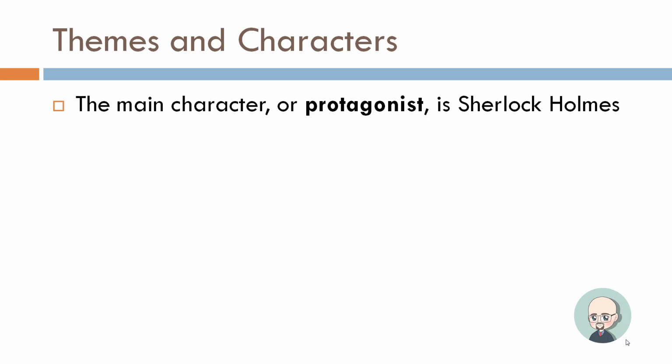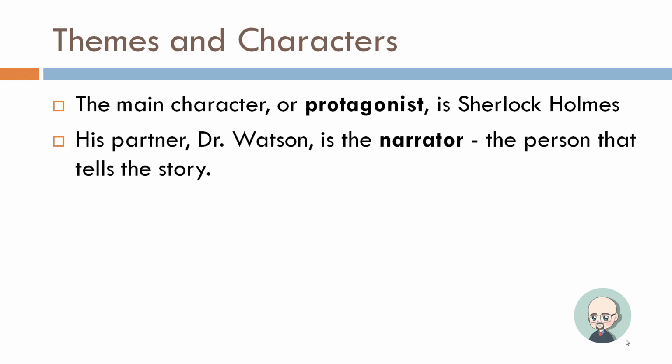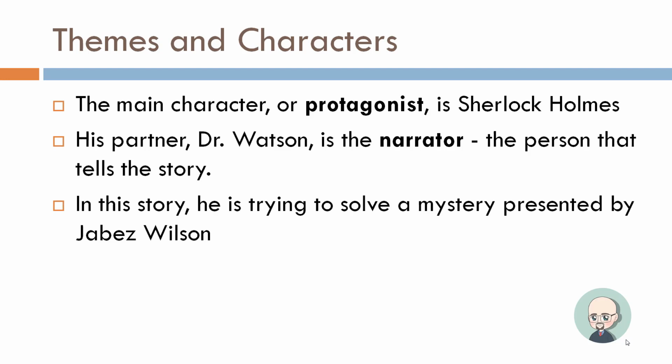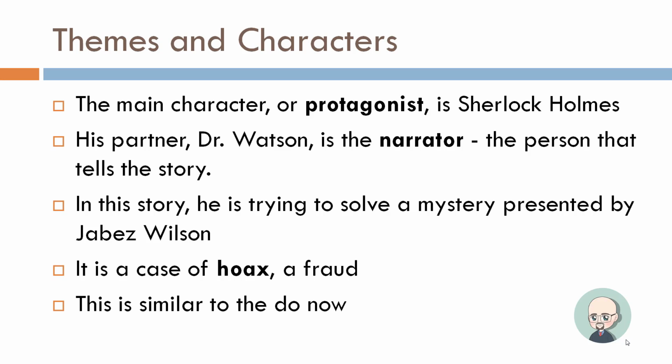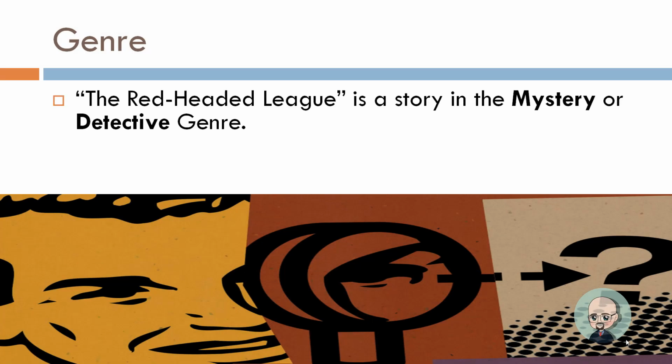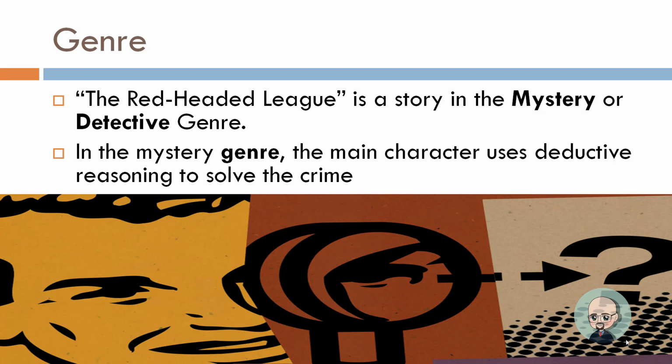The main character or protagonist is Sherlock Holmes. His partner, Dr. Watson, is the narrator. He's the person telling the story. In this story, he's trying to solve a mystery presented by Jabez Wilson. It is a case of hoax or fraud. This is similar to the do now, when we asked, what's an example of something too good to be true? The genre. The Red-Headed League is a story in the mystery or detective genre.